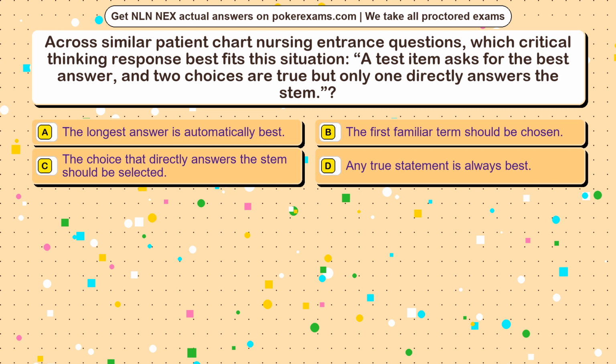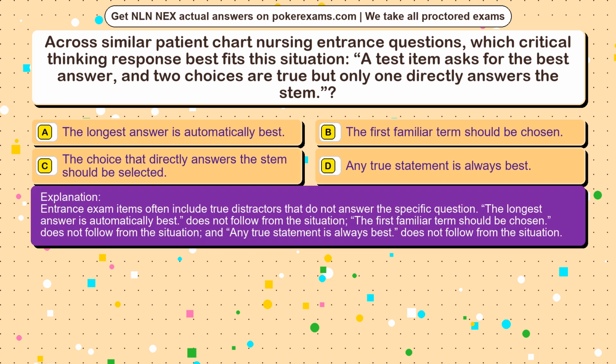The correct answer is option. Entrance exam items often include true distractors that do not answer the specific question. The longest answer is automatically best, does not follow from the situation. The first familiar term should be chosen, does not follow from the situation. And any true statement is always best, does not follow from the situation.